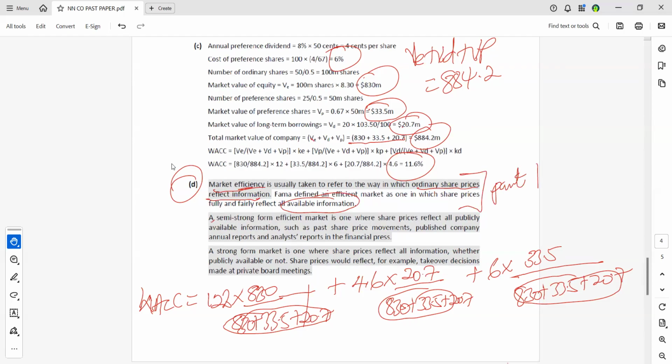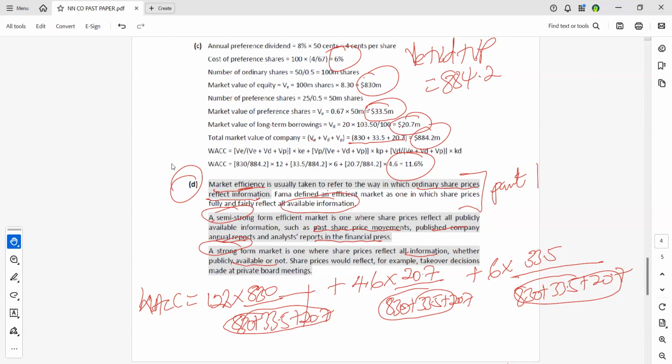Part two says distinguish between semi-strong and strong form. So you need to answer the question. Don't beat about the bush. A semi-strong form efficient market is one where share prices reflect all publicly available information, such as past share price movement, published company annual reports, and analyst reports in the financial press. A strong form market is one where share prices reflect all information, whether publicly available or not. It includes insider information.